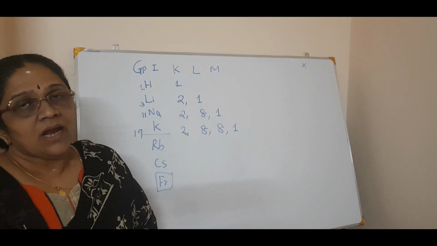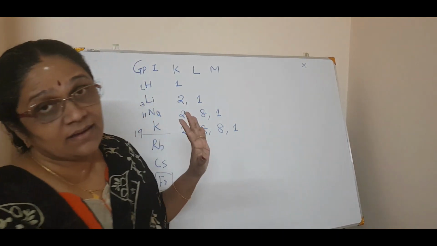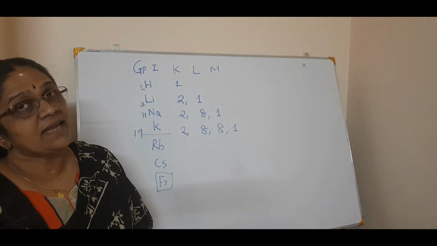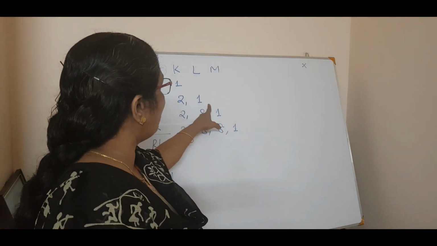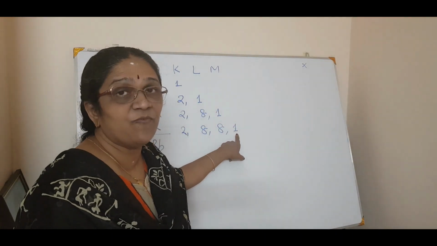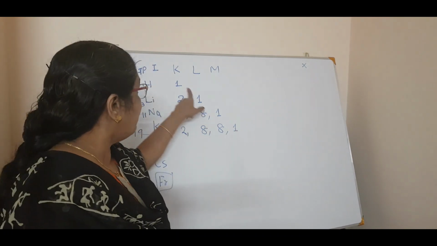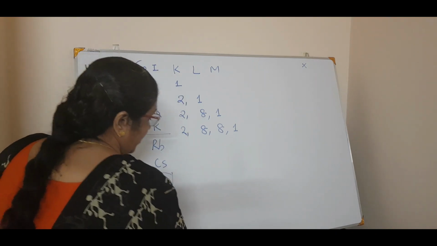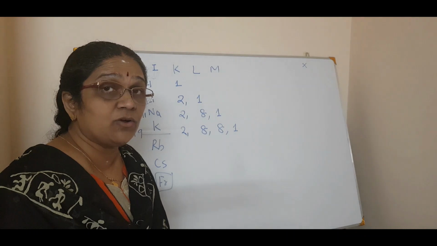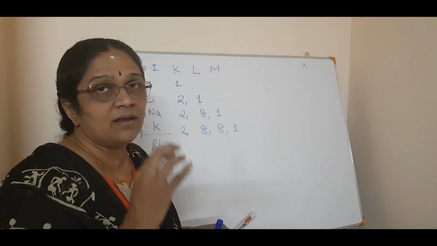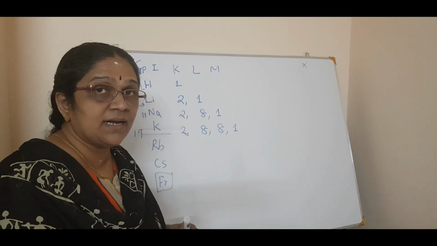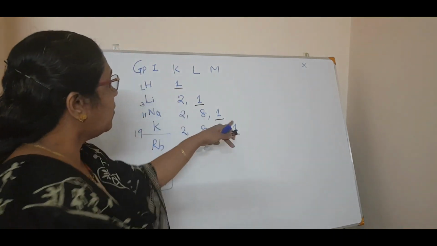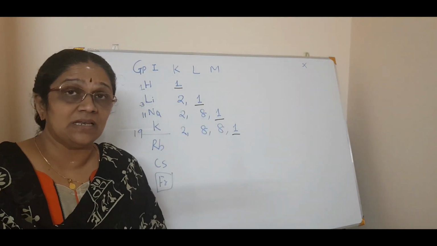Now tell me, do you find any similarity in this configuration? Any similarity you are finding in this? What is the similarity? All the elements are having the same outer electronic configuration, 1. Isn't it? 1, 2, 1, 2, 8, 1, 2, 8, 8, 1, which means the outer electronic configuration. What do you mean by outer electronic configuration? That means the valence shell. Valence shell. So 1, 1, 1. See, all the elements are having the valence electron 1.